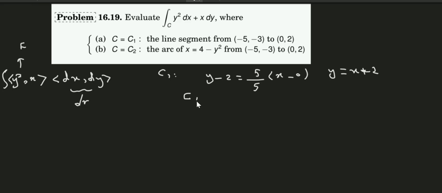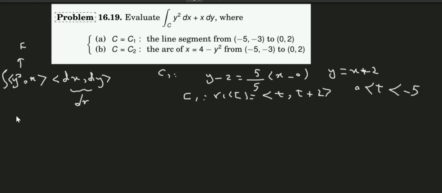So for C1 we can write a parameterized curve: t and t plus 2. T changes from, because it is x, 0 and minus 5. Let's try 0 and minus 5. If I put 0, I will get 0 and 2. It's this initial point. And if I put minus 5, I will get minus 5 and minus 3. So this is for C1.